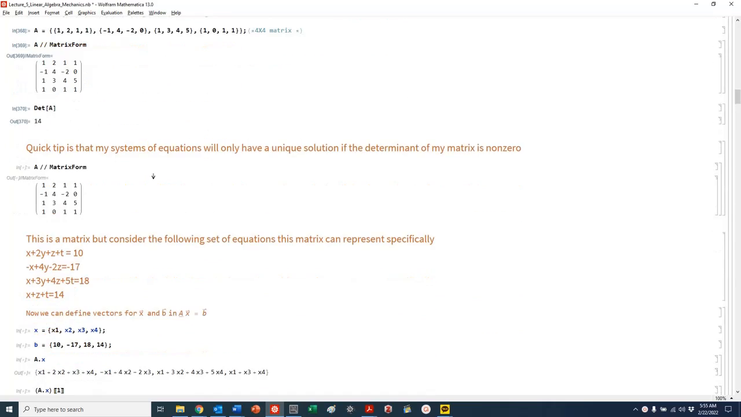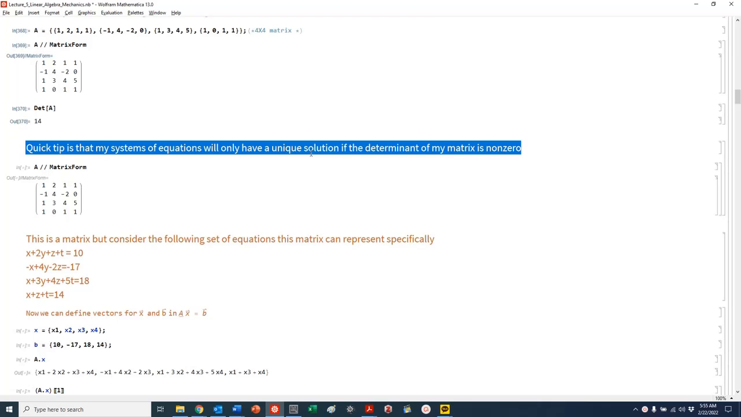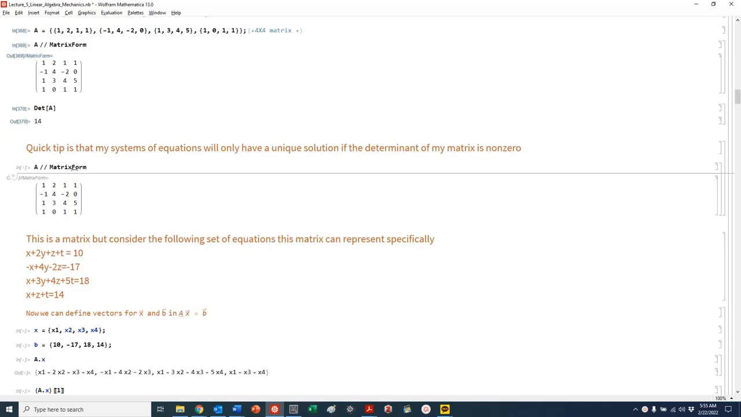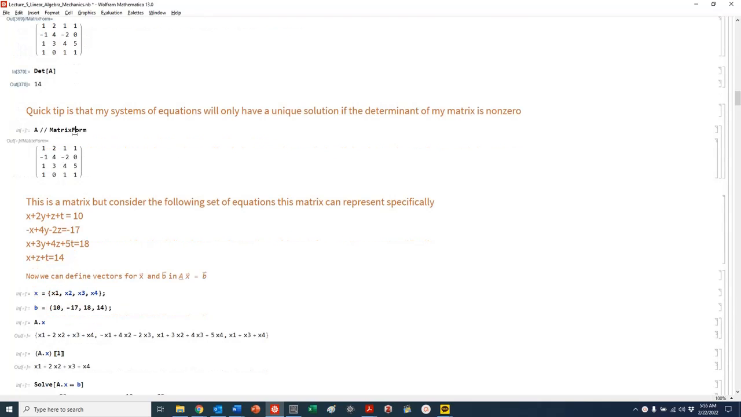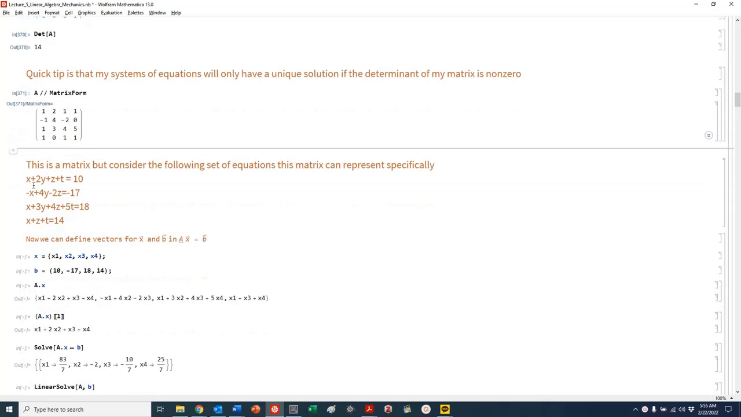So we will only have, again, a unique solution if the determinant of my matrix is non-zero, hence why we calculate right there. So I've got my matrix, but this matrix effectively can represent this system of equations. If I have these four equations, I can write this in matrix form. So my A matrix will just be the coefficients of these variables, x, y, z, and t. And then I can define a vector. The solutions to these equations are going to be B. So my B vector will just be 10, minus 17, 18, and 14.